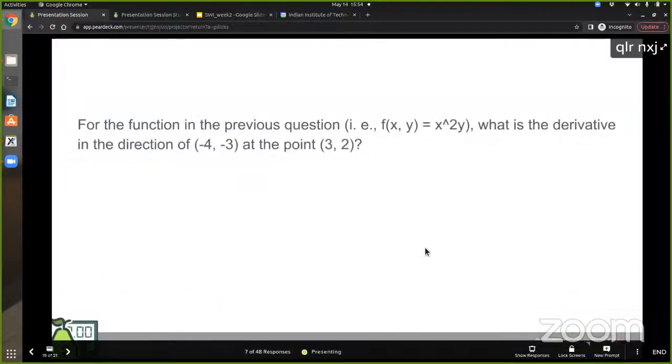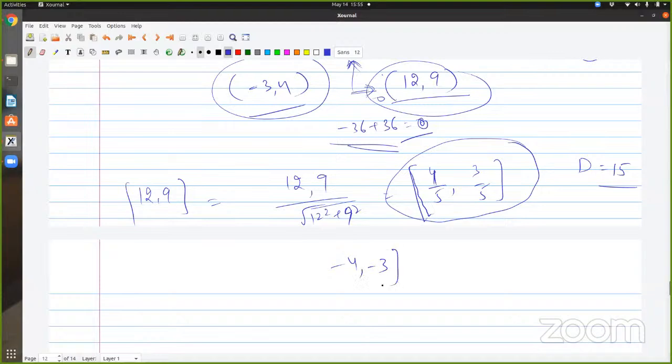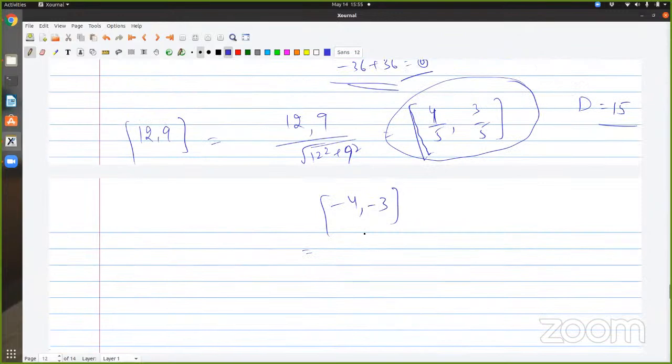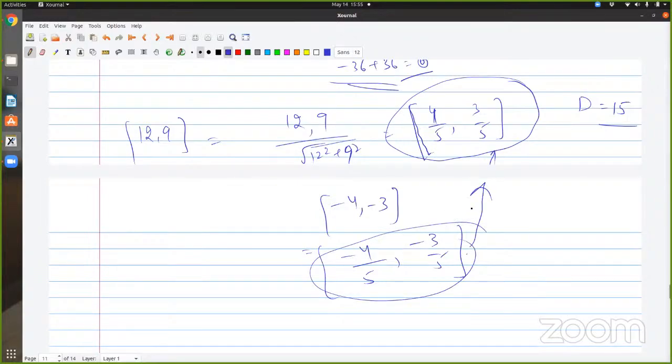Now the given direction, -4, -3. Can you convert into a unit vector form? Yes, minus 4 by 5 and minus 3 by 5. Correct. So comparing these two directions, what do you see? This is in the opposite direction, correct? Yes. And directional derivative is coming out to be how much? Minus 15. Correct? So this is the direction of steepest ascent, whereas this is the direction of steepest descent.